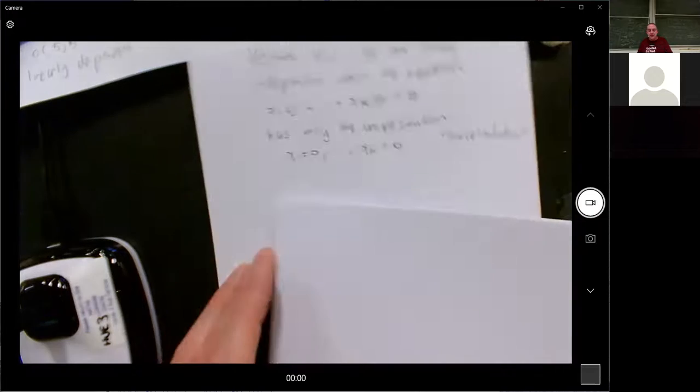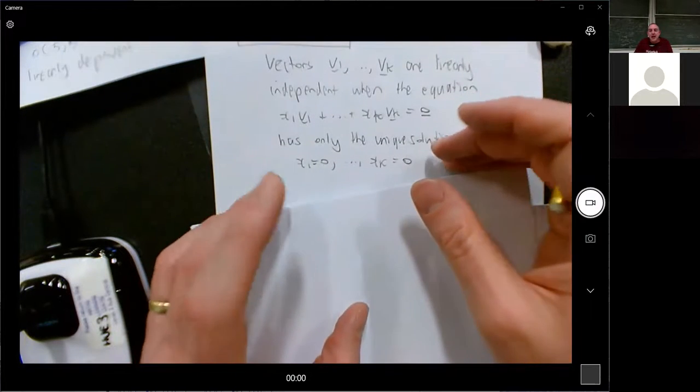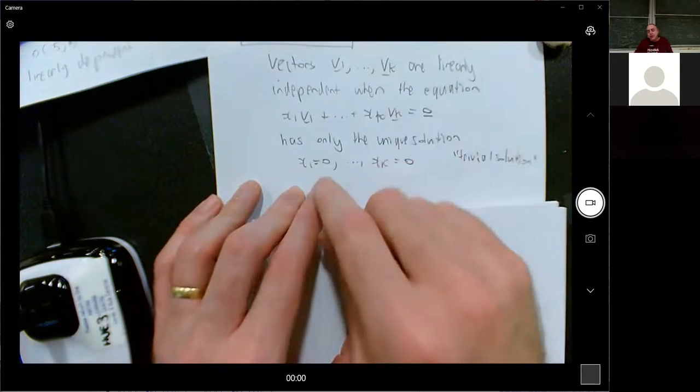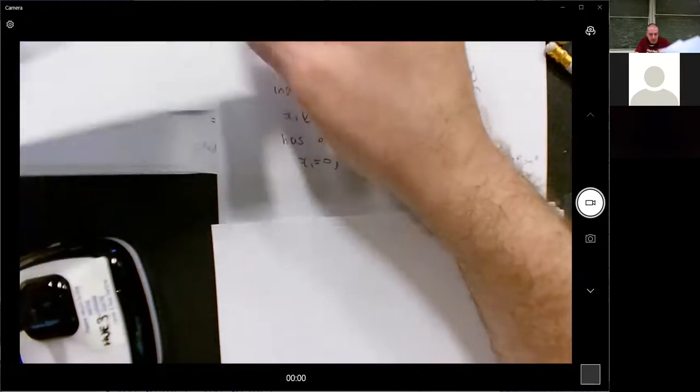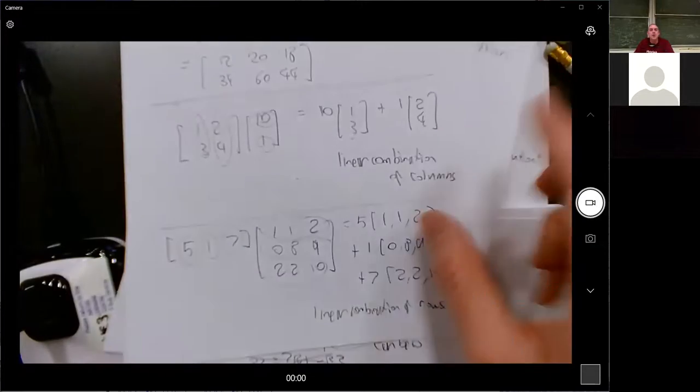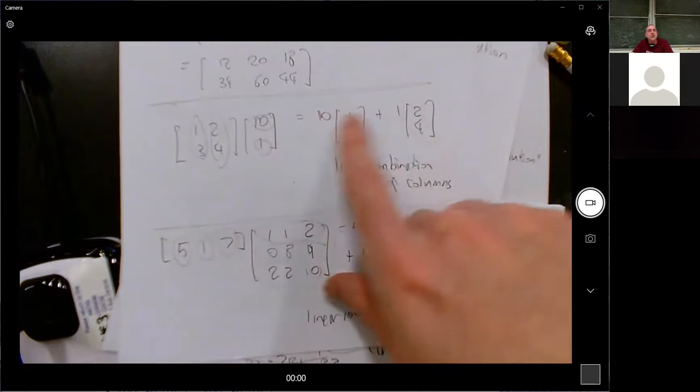What it says is, you know what I said about matrices and how if you do way back here, I said that multiplying a matrix by a column vector is the same as doing a linear combination of those columns.